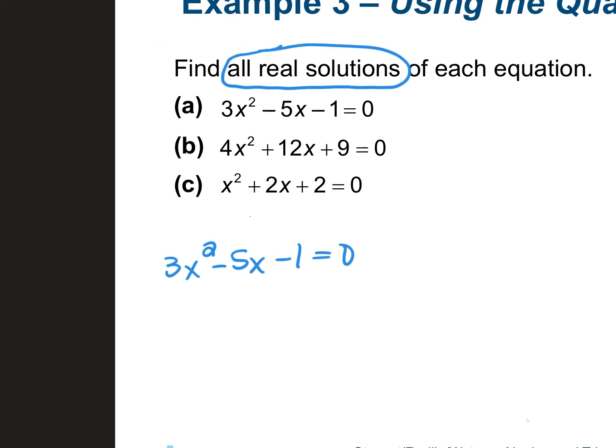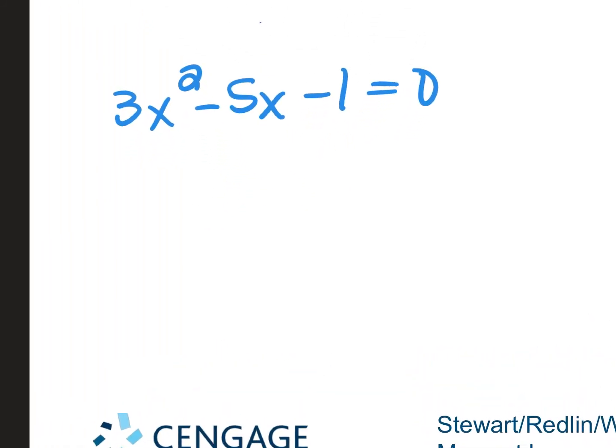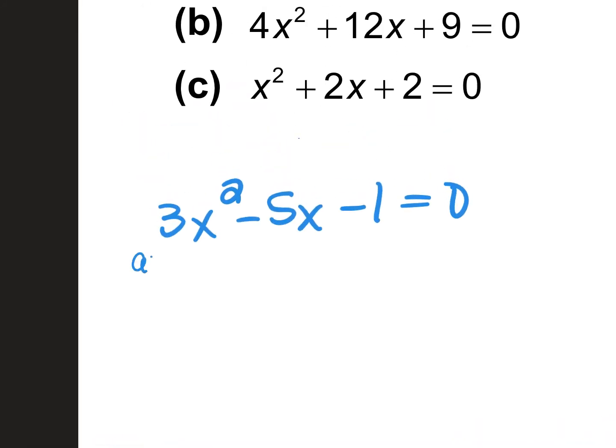Quadratic formula, okay? First thing you need to do, make sure that everything is in standard form on one side of the equation. So I have x squared, x, and a constant, right? If it's not in that order, move it. Now let's figure out what our A term is, what our B term is, and what our C term is. What is A? 3. What is B? -5. And what is C? -1. Okay, that wasn't too hard.